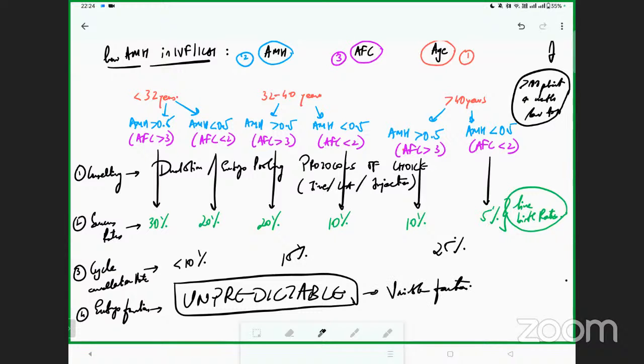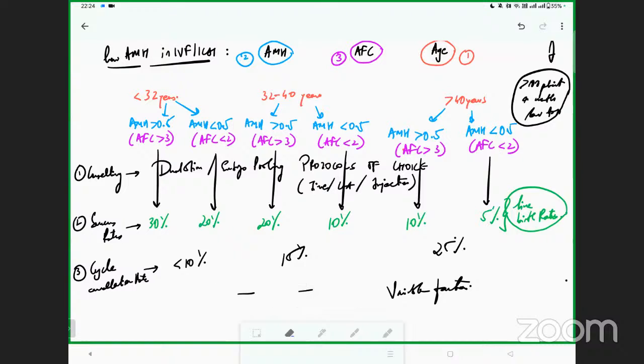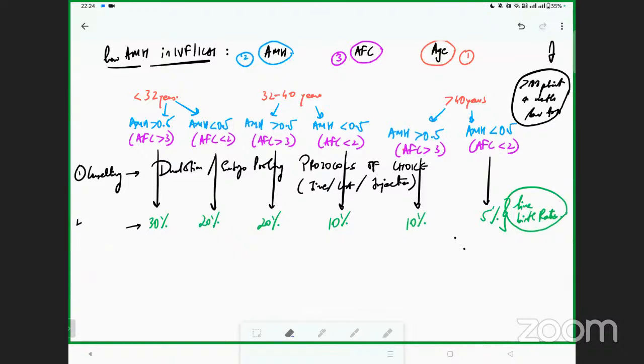Okay, so please keep this in mind, because these are our standard counseling points which we counsel before we actually do the treatment for these patients. Now once you have done this entire counseling to your patients, then comes the question of actually choosing a protocol for these subcategories, and then stimulating.